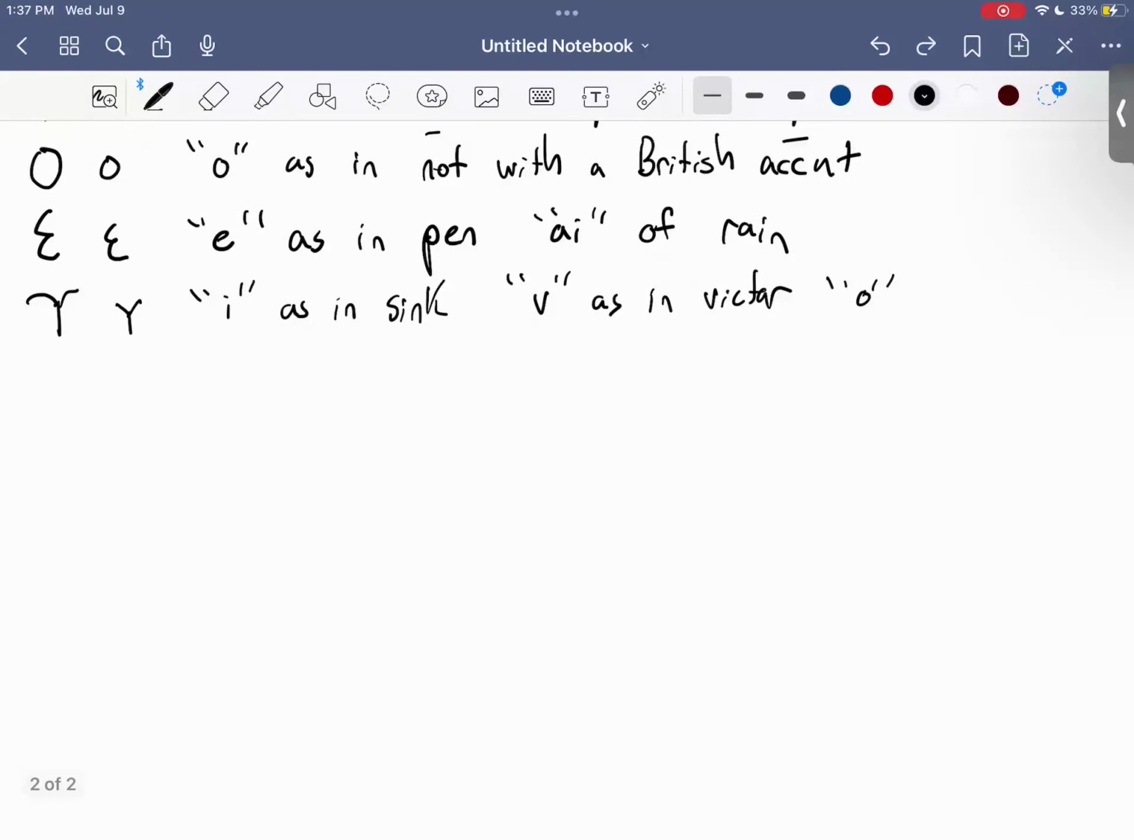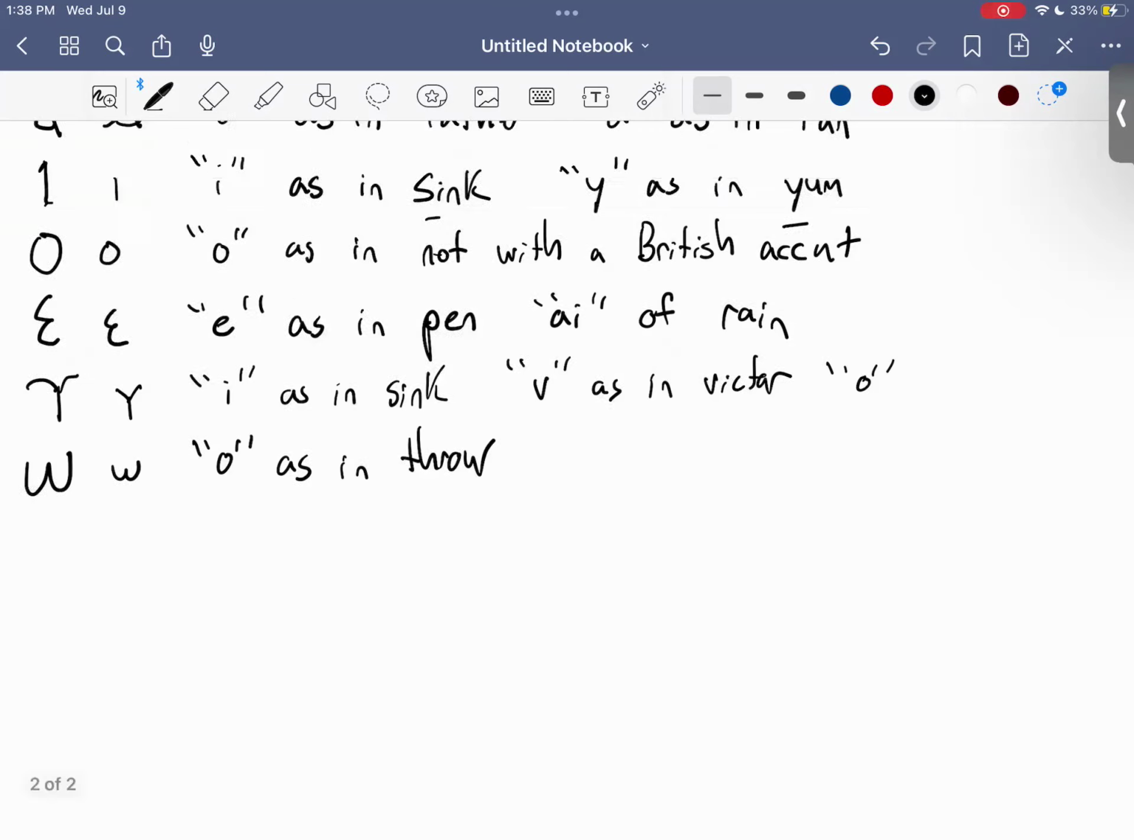The next case that I want to introduce is U. U looks like this. At times, I believe people will try to call it an omega. I've always known it as U, but regardless, that's what you want to understand it as. U doesn't make a short O sound, it makes a long O sound. It's going to make an O as in throw.